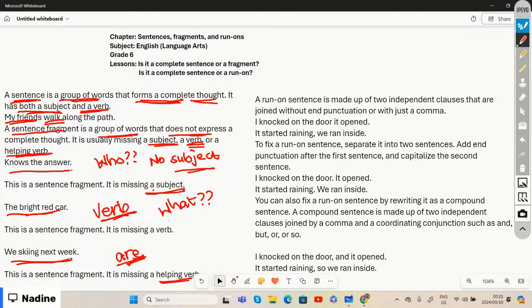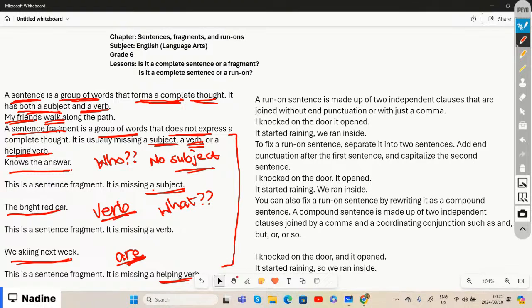So if we look once again at these sentences over here, they are sentence fragments. They are either missing a subject that tells us who is doing the action, or they're missing a verb that's telling us what the person or thing is doing, or they're missing a helping verb within that sentence. Which means that a sentence fragment does not express a complete thought, and it's missing either a subject, a verb, or a helping verb.